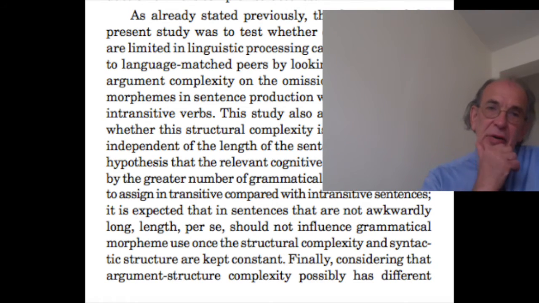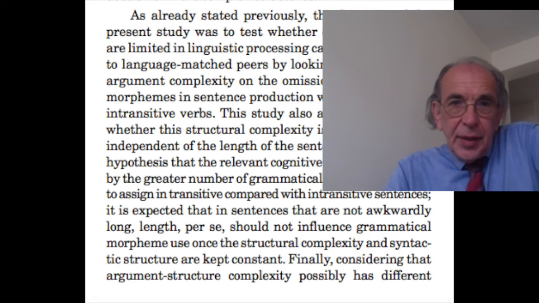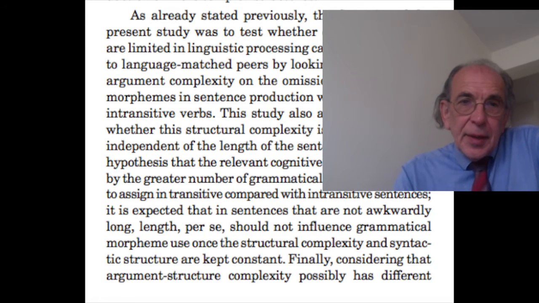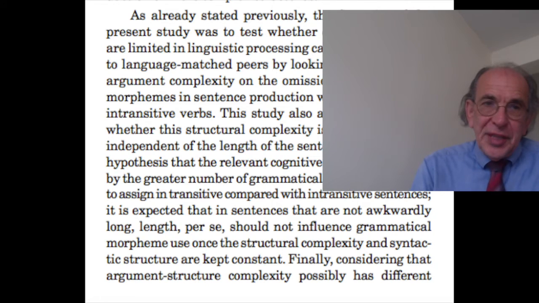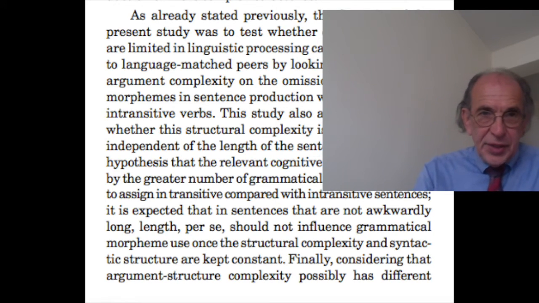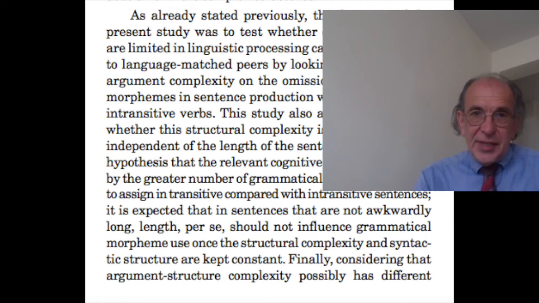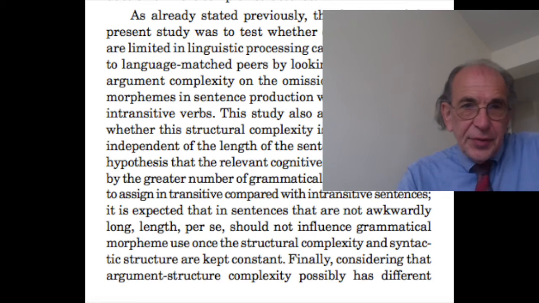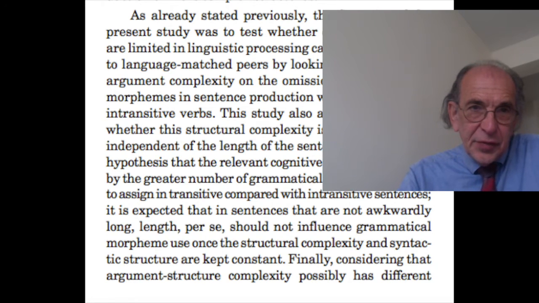Speaking now over a paragraph that I pulled out of the, I believe it's from towards the end of the literature review section, and it states the following: as already stated previously, the first aim of the present study was to test whether children with SLI are limited in linguistic processing capacities compared to language-matched peers by looking at the effects of argument complexity on the omission of grammatical morphemes in sentence production with transitive and intransitive verbs. Now, let's just stop there for a second.